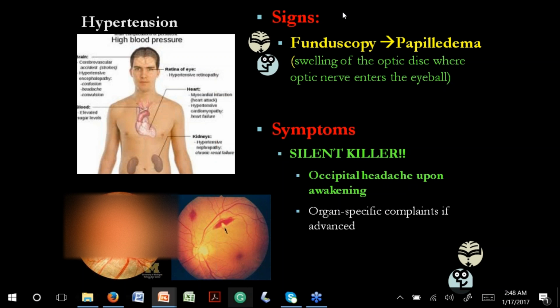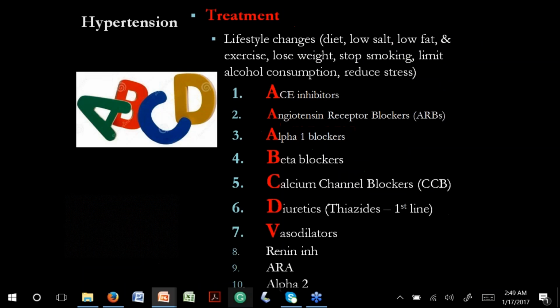of the head. Signs: we have the fundoscopy. The fundoscopy is going to check for papilledema. Papilledema is the swelling of the optic nerve where the optic nerve enters into the eyeball. This is very common to see in fundoscopy in persons, to know the progression of the disease. Especially, there will be some bleeding on the retina producing blindness.